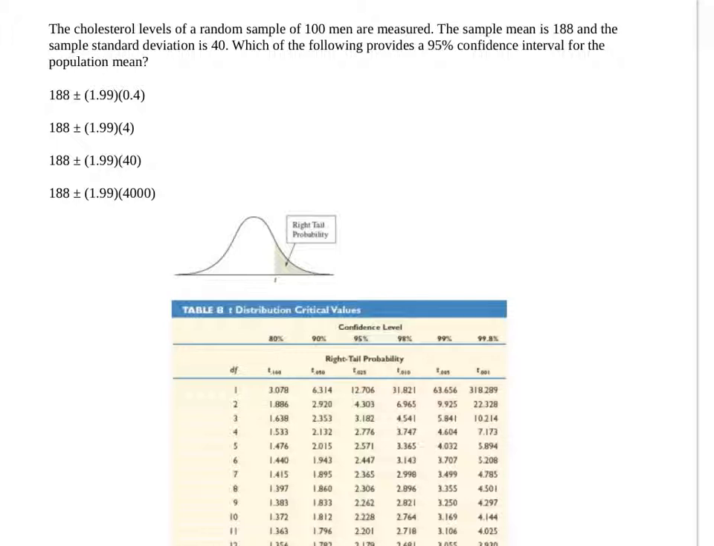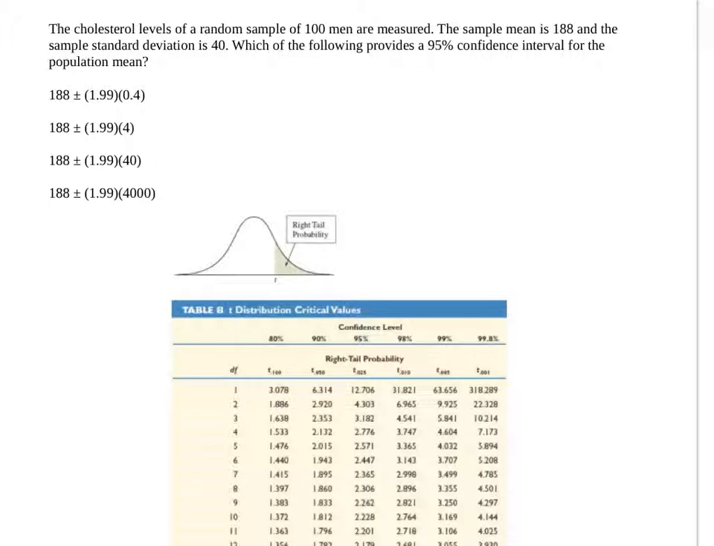All right, here's a good one because this is going to come up multiple times in this class. I guarantee it. You're going to actually construct, or basically find the ingredients to construct, a confidence interval. So this says the cholesterol levels of a random sample of 100 men are measured. The sample mean is 188 and the sample standard deviation is 40. Which of the following provides a 95% confidence interval for the population mean?